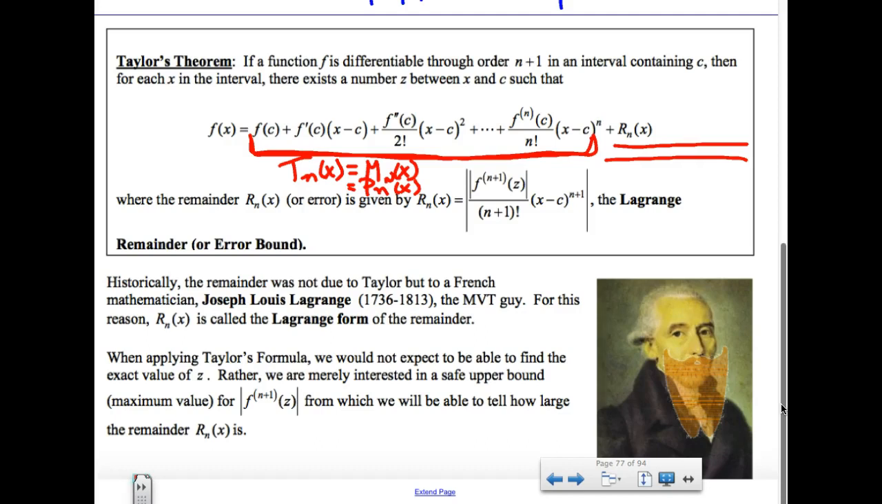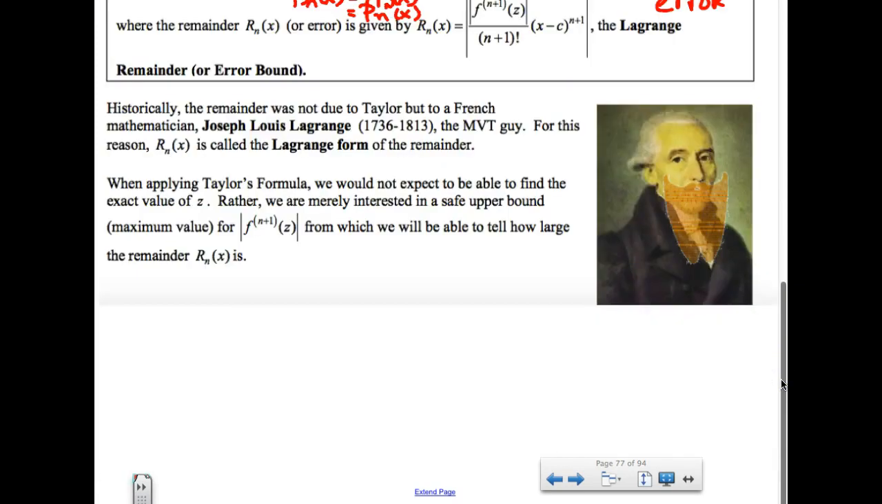That leftover is what we call the error. And again, I'm repeating this quite a bit. What we're going to try to do is, we won't be able to get the exact error. What we're going to do is put a bound on it. So it says, when applying Taylor's formula, we would not expect to be able to find the exact value of z. And you don't need to worry about that. We are merely interested in a safe upper bound for the n plus first derivative at z.